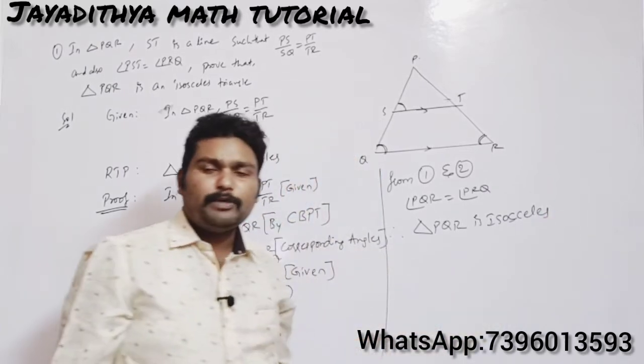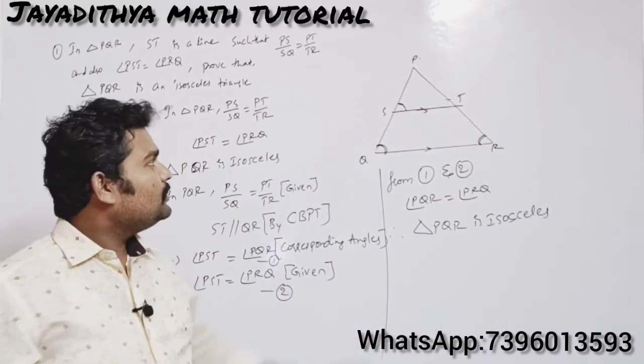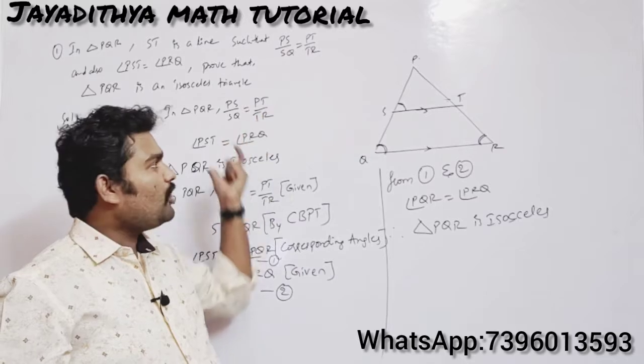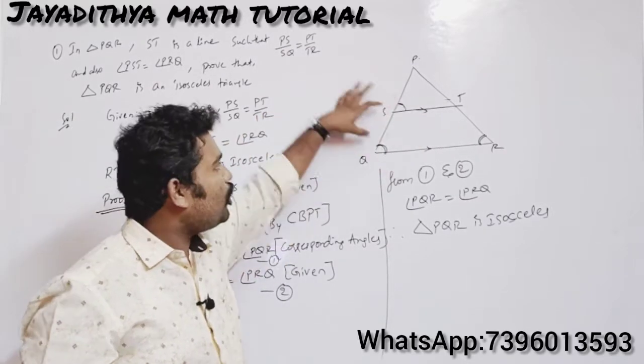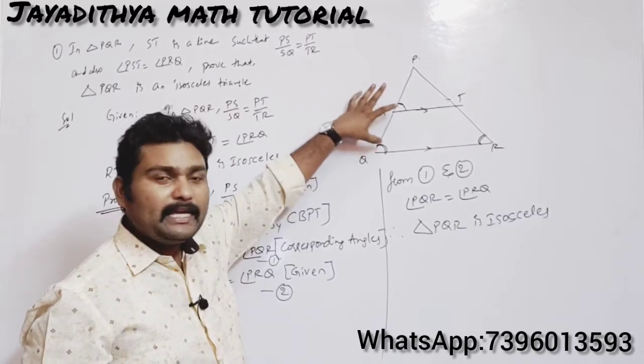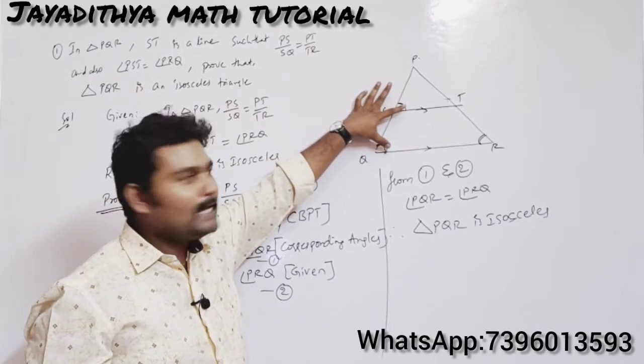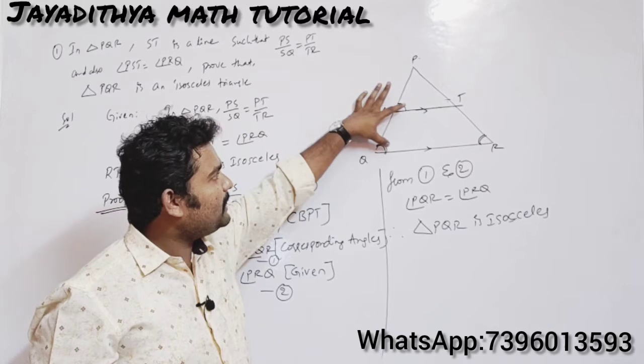Therefore the triangle PQR is isosceles. How simple is that? So first of all, take the ratio, and by converse of basic proportionality theorem, show that these two lines are parallel. If these two lines are parallel, automatically angle S and angle Q will be equal. Why? Because these two will be corresponding angles.